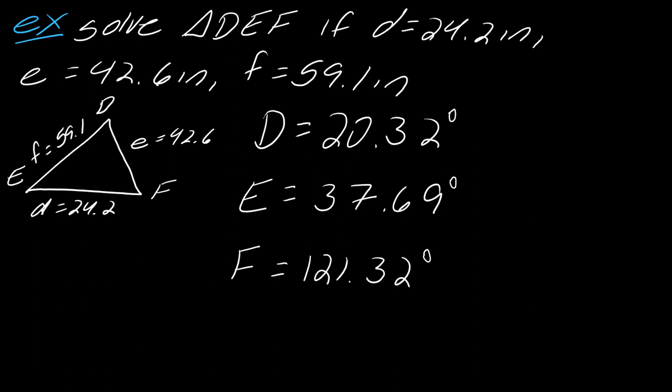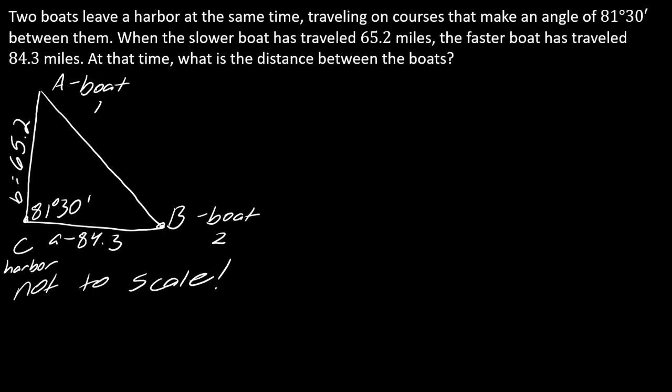Okay, so I've got just two other application problems now that I want to talk through of how we can apply the law of cosines. So I've got two boats leave a harbor at the same time, traveling on courses that make an angle of 81 degrees and 30 minutes between them. So when the slower boat has traveled 65.2 miles, the faster boat has traveled 84.3 miles. At that time, what is the distance between the boats?